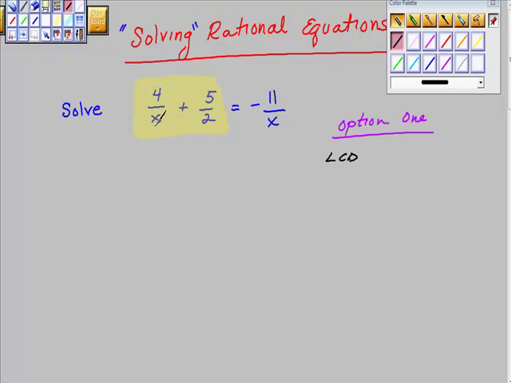First thing I'm going to do is find the least common denominator here. Well, what's the least common denominator? This denominator has a factor of x, and this one has a factor of 2. To make them the same, this one would need a factor of 2. So I'm going to do 2 over 2.